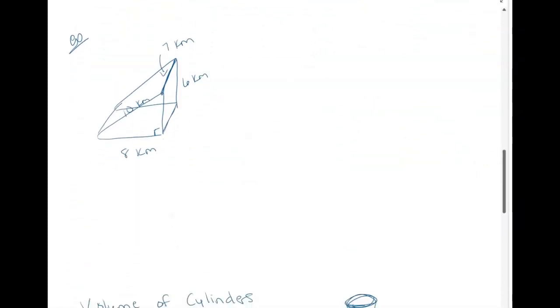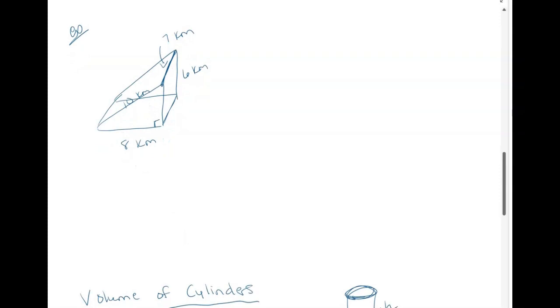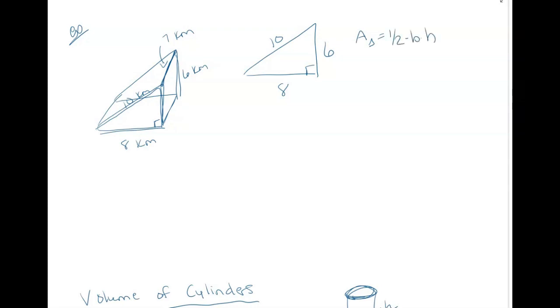Okay, let's do one more where our base now is a triangle. So you can see our triangle here. And I'm going to pull it out so we can see it better. It's got hypotenuse 10. It has a side of 8. And then this side is congruent to that side. So it also has to be 6 here. And I could find the area of this triangle by taking 1/2 the base times the height. So the area of the triangle is 1/2 times 8 times 6, which is going to be 24 kilometers squared.